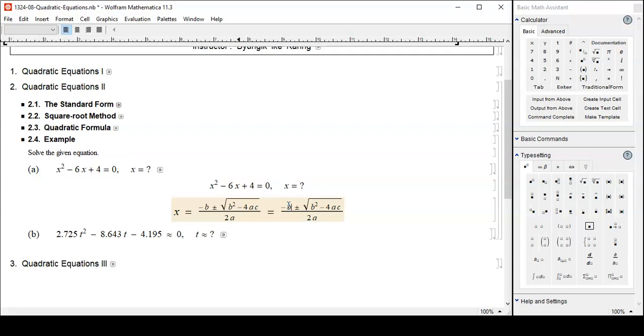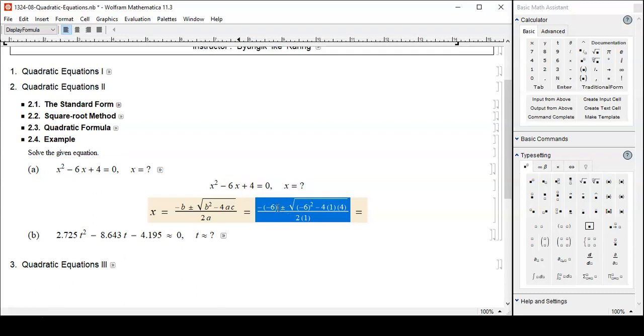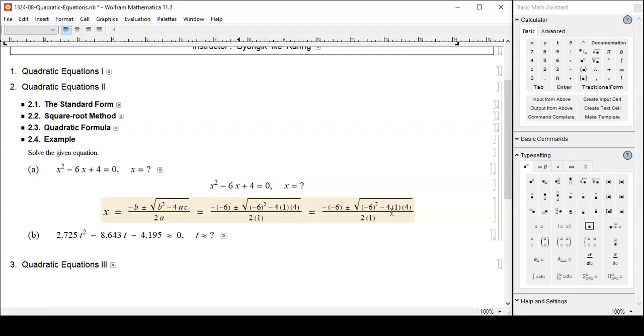B is negative 6, and this one here, negative 6, and a is 1, and c is positive 4. A is 1 here. There you go. Did I substitute everything correctly? Alright, now you can either punch it out into a calculator, or if you want to do it a little bit more precisely, okay, here is the simplification.